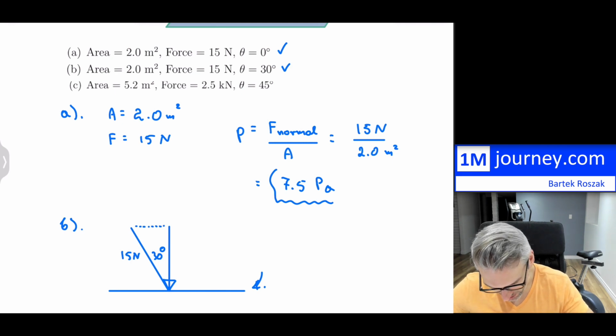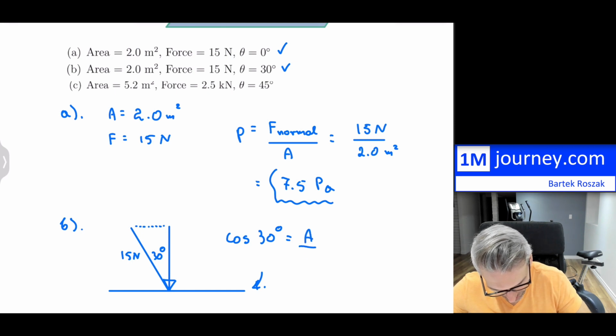If you recall your trigonometry, if you want to find that component, because it's the adjacent, I'm going to use cos. So it's going to be cos of the angle that we have, which is cos of 30, which is equal to the adjacent over hypotenuse, right? Now my adjacent to this angle is right here, and this is the hypotenuse. So really the hypotenuse is the 15 newtons.